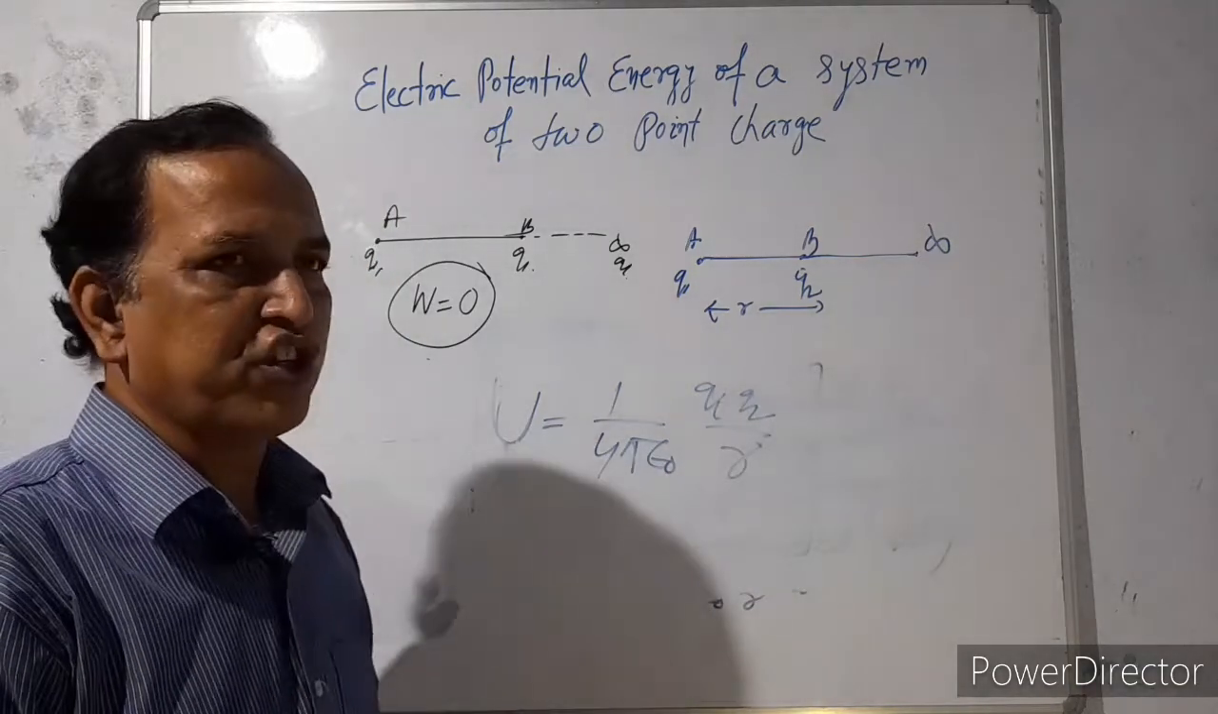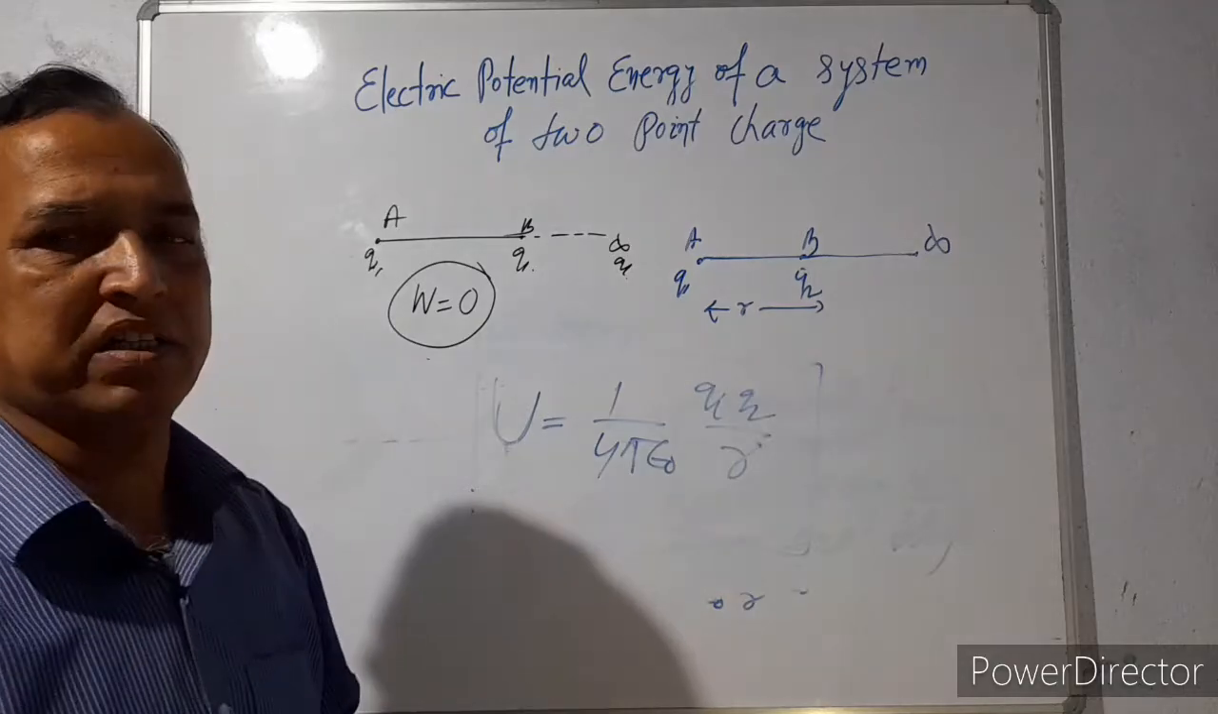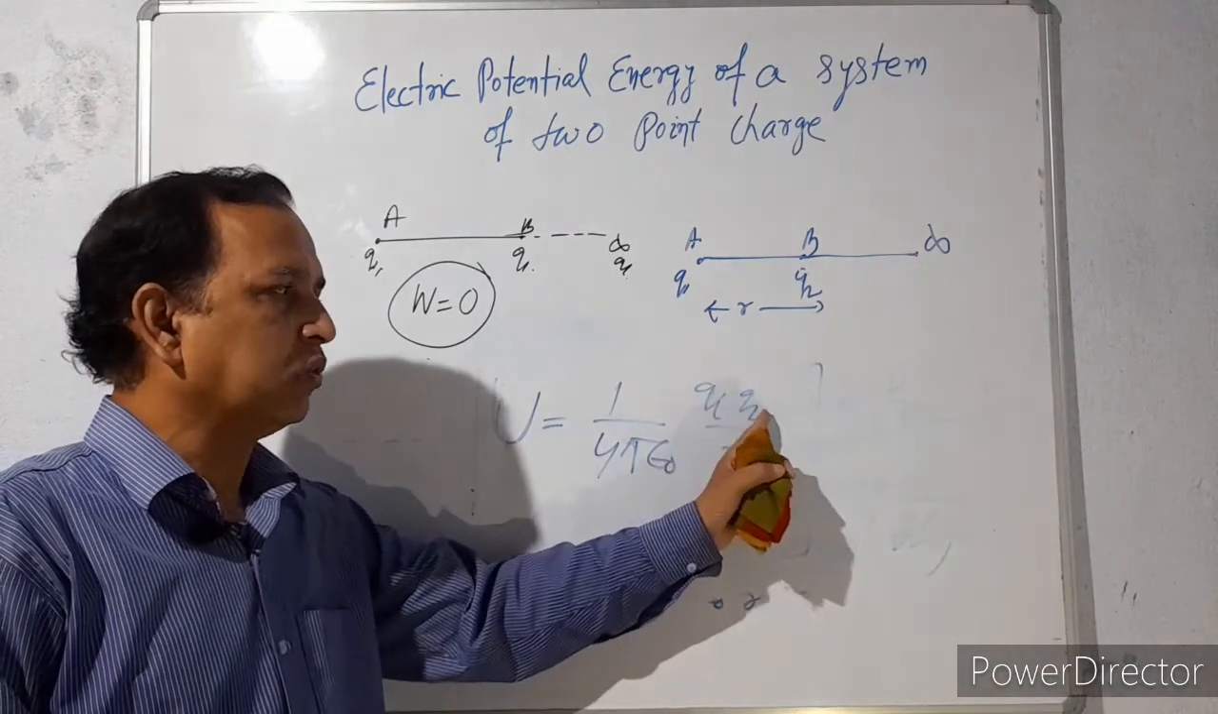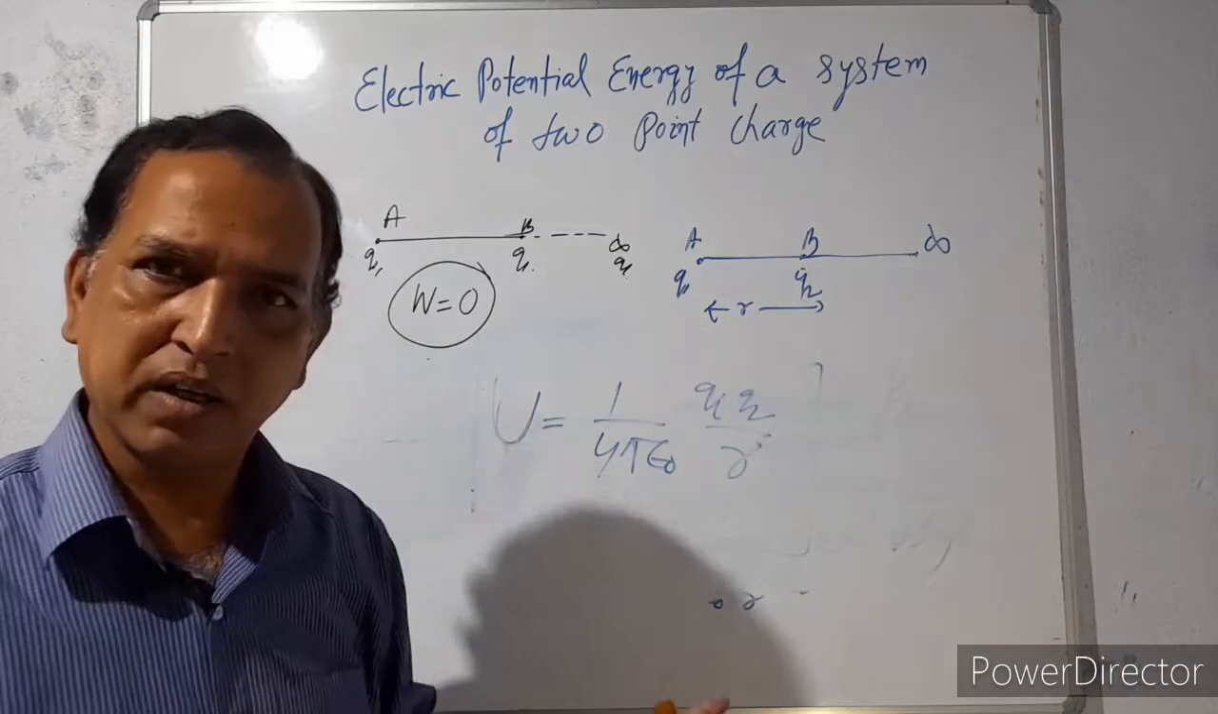The electric potential energy of a system of 2-point charges is equal to 1 by 4 pi epsilon naught Q1 Q2 by R. Okay? Thank you all.